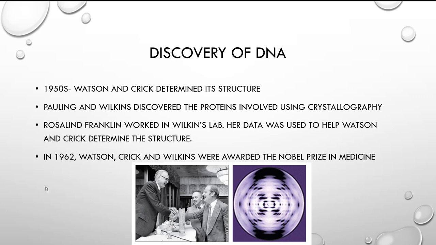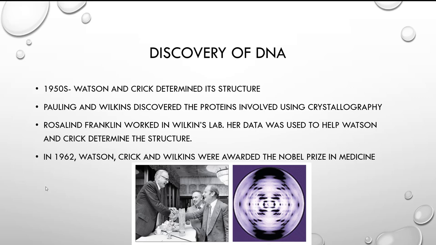There was a woman researcher who worked in Wilkins's lab. Her name was Rosalind Franklin. Her data was actually very important in helping Watson and Crick determine the structure. Her piece of the puzzle helped them solidify their idea of this double helix structure of the DNA molecule. In 1962, Watson, Crick, and Wilkins were awarded the Nobel Prize in Medicine.